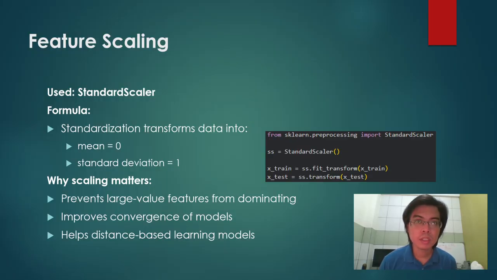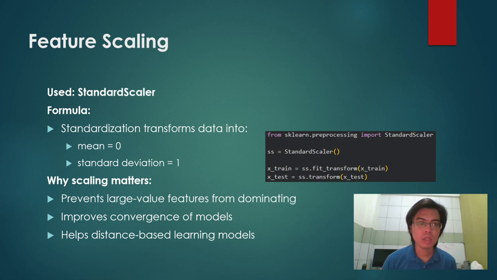In this part, we use StandardScaler to normalize our dataset. The purpose of StandardScaler is to transform all features so that they have a mean of 0 and a standard deviation of 1. This is important because in our dataset, some features like session duration and packet size have very large values compared to others like login attempts. If we don't scale the data, the larger values may dominate the model and affect the prediction accuracy. By applying scaling, we ensure that all features contribute equally to the model.